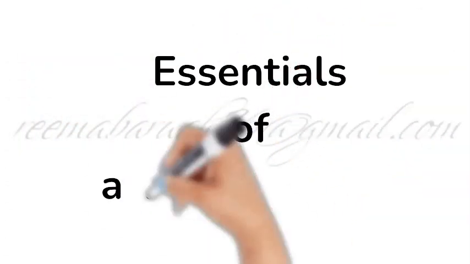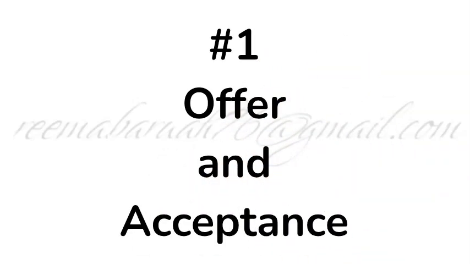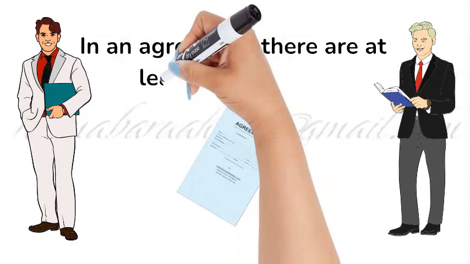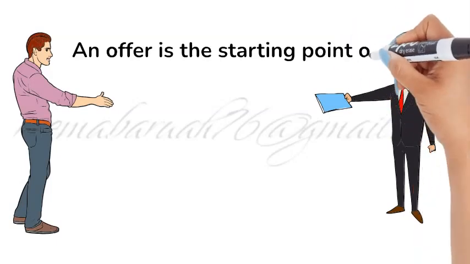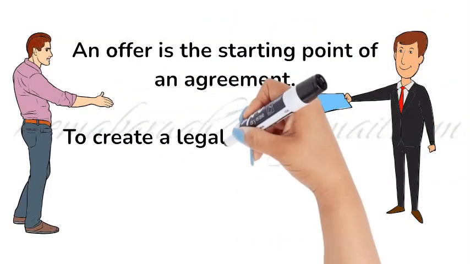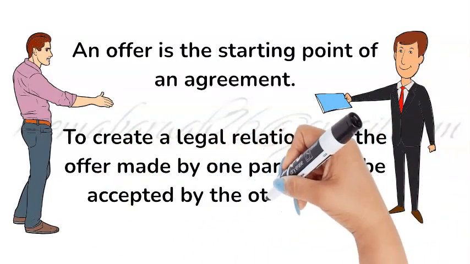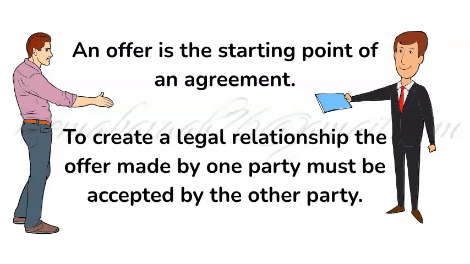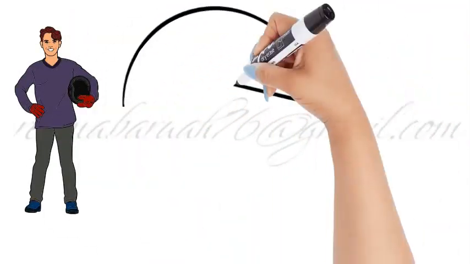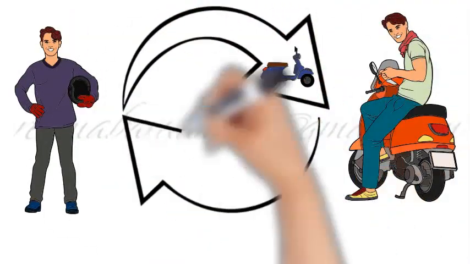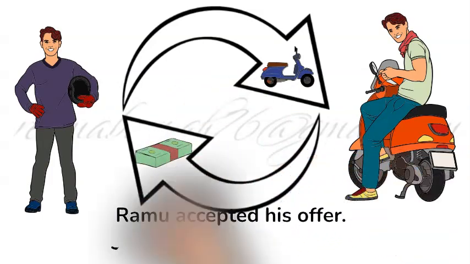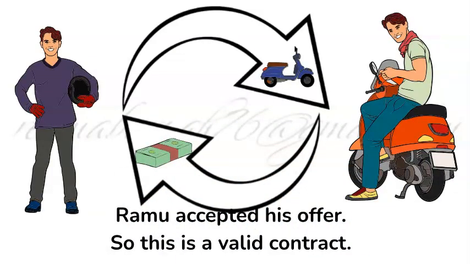The first condition of a valid contract is offer and acceptance. In an agreement, there are at least two parties. An offer is the starting point of an agreement. To create a legal relationship, the offer made by one party must be accepted by the other party. Let me give you an example. Raju offered to sell his motorbike to Ramu for rupees 20,000. Ramu accepted his offer. So this is a valid contract.